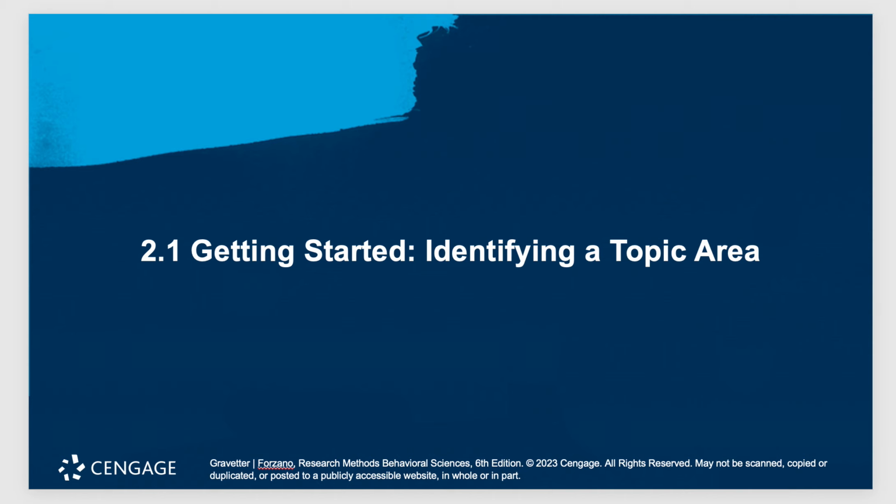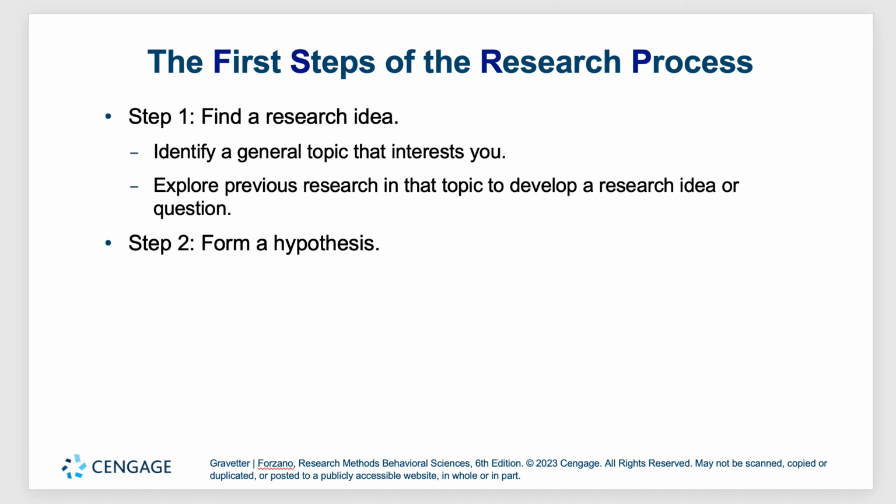So, section 2.1, getting started. We have to identify a topic area that we want to research, right? This is all about helping you in this research process. And so, the first 2 steps of the research process is what this first section of the chapter is about. So, those first 2 steps are finding a research idea and then forming a hypothesis from that.